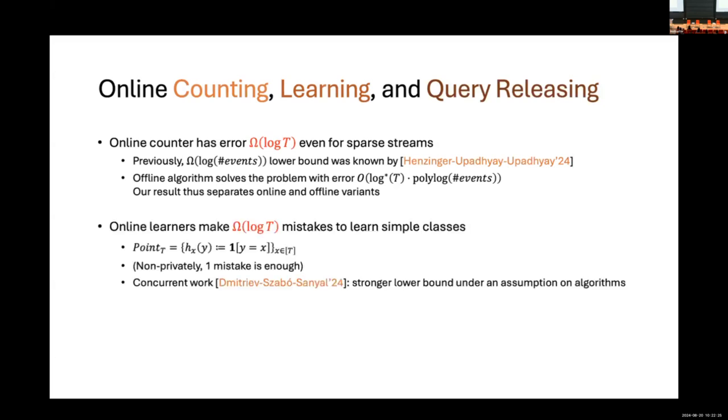And the second application is about online learners. We can prove that an online learner makes log T mistakes to learn simple classes, even as simple as point classes with T points. And this is a hypothesis class with Littlestone dimension 1. Non-privately, after making at most one mistake, you can identify the correct hypothesis and make no mistake from now on.